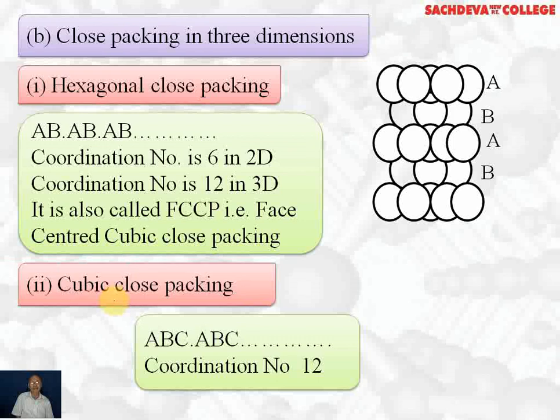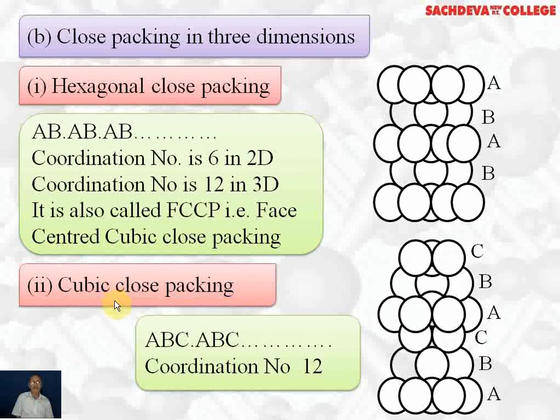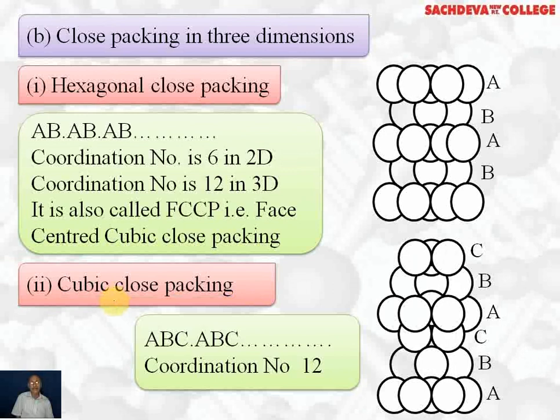Next we are taking cubic close packing. In cubic close packing, the second row of spheres is placed in depressions of the first row, and the third row of spheres is placed in depressions of the second row. The fourth row is vertically aligned with first, fifth row with second, sixth row with third, and this leads to the formation of pattern ABC, ABC, and so on.